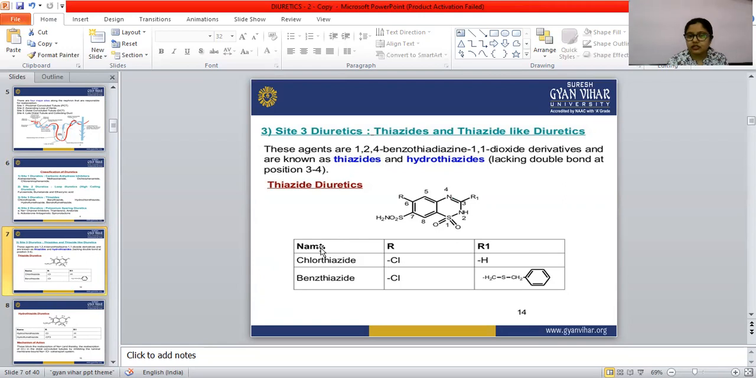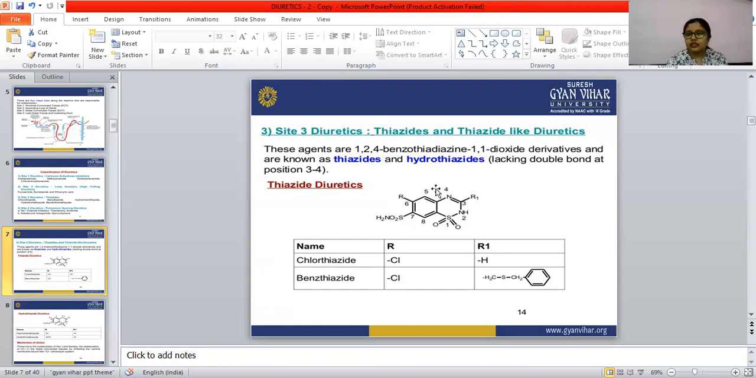There are some drugs as examples of the thiazide diuretics, such as chlorothiazide. When we attach a chlorine atom at the sixth position, that becomes chlorothiazide, and at the R1 position we add H. Another example is benzthiazide, in which we substitute chlorine at position 6, and at the R1 position we substitute this ring.